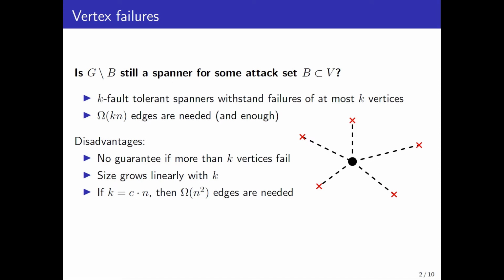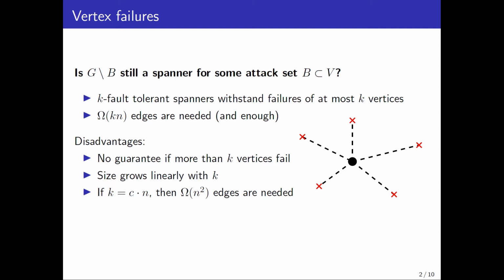The most natural notion is fault tolerance, which captures this. It has a parameter k, and the k fault tolerance spanner can withstand failures of at most k vertices. We see immediately that such a spanner must have degree at least k plus 1, otherwise there would be a vertex that can be isolated by simply deleting its neighbors. So this means that the size of this graph, the number of edges that the fault tolerance spanner must have, grows linearly with k. And another disadvantage is that beyond k there is no guarantee. If more than k vertices fail, we cannot say anything about the graph.